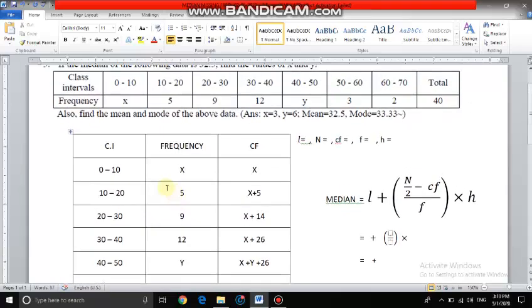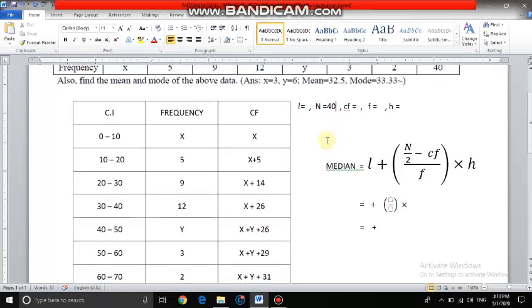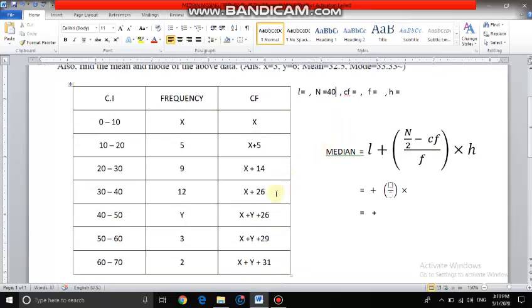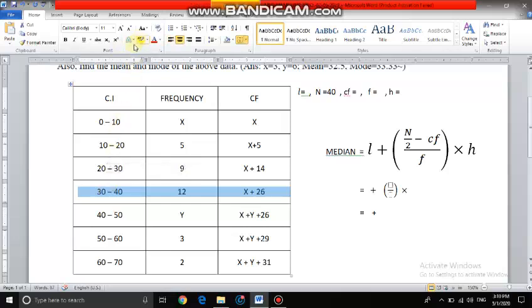Now let me come to the formula. How do you decide the L value? First you have to find n by 2. The n value is already given in the question, 40. So n by 2 value is 20. So what is the nearest and greatest number to 20? You can say here the nearest and greatest number to 20 is x plus 26.